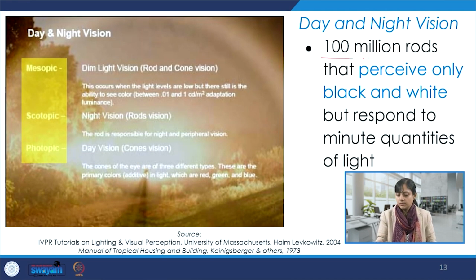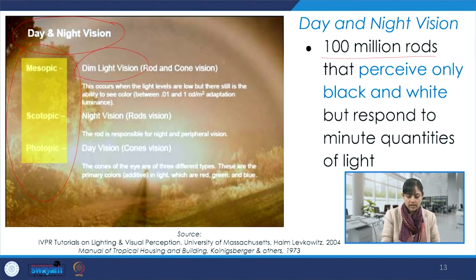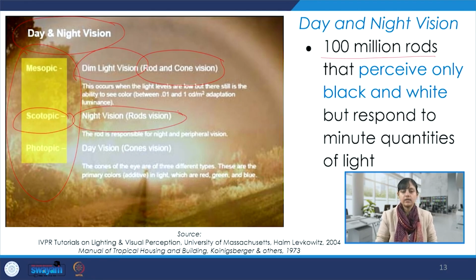And there are 100 million rods that perceive only black and white but respond to minute quantities of light. So if we talk about day and night vision, we see mesopic, which is dim light vision, and it's also called the rod and cone vision. Then there is scotopic, which is night vision and primarily rods vision. And there is photopic, which is the day vision, the cones vision.